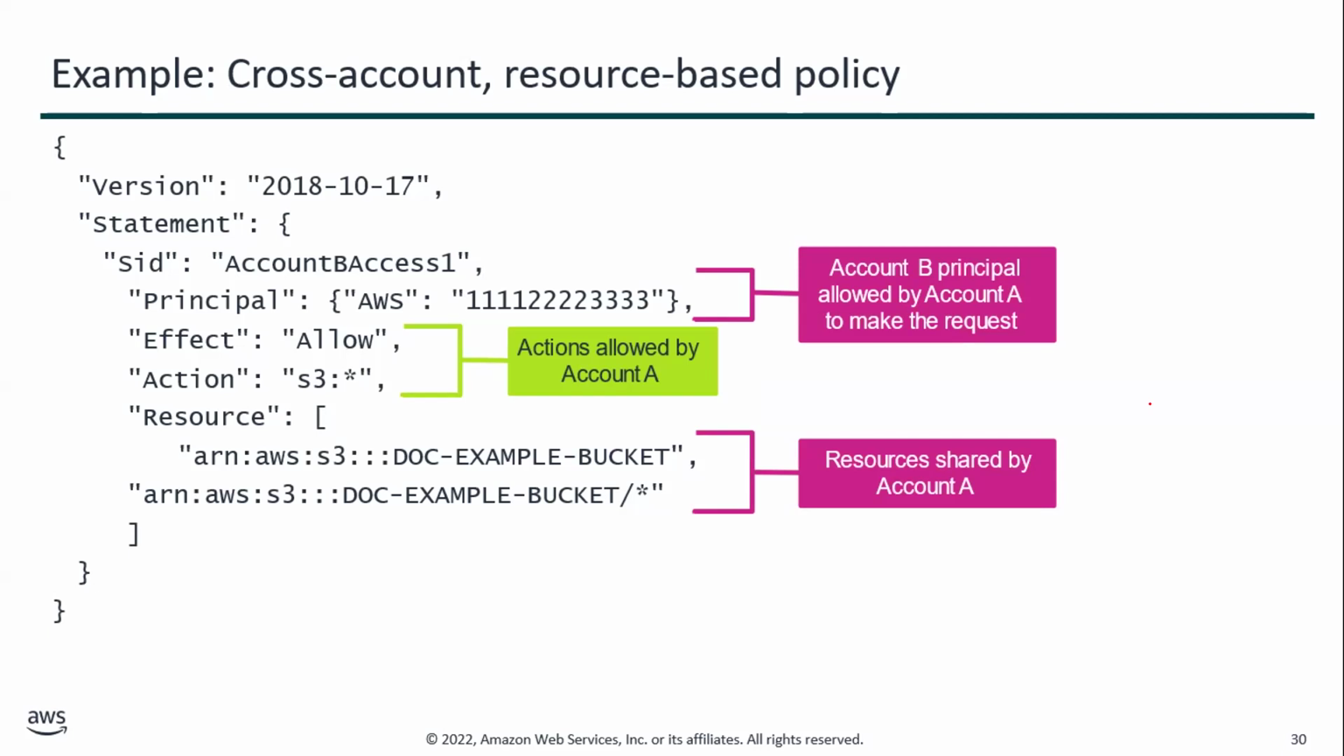Then there is one more thing in the JSON. There is one more possibility, which is called cross account. So in that, what happens?